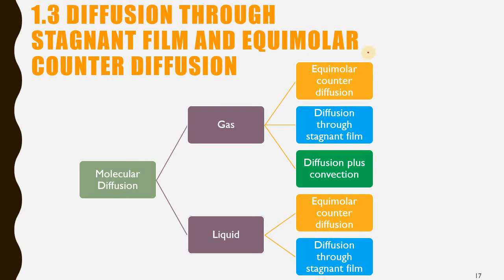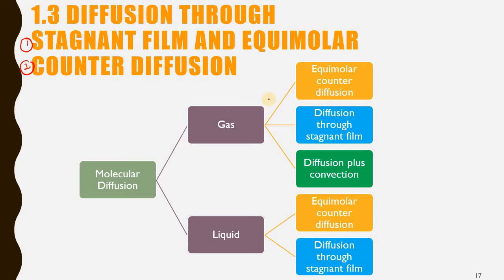So let's move to the next subtopic on diffusion through stagnant film. We have two types of diffusion. First, the diffusion through stagnant film. Number 2 will be on the equimolar counter diffusion. We will see both types of diffusion in both gas and liquid.